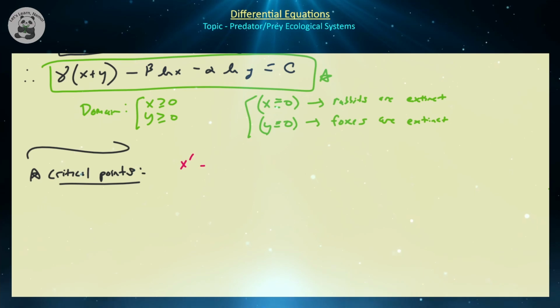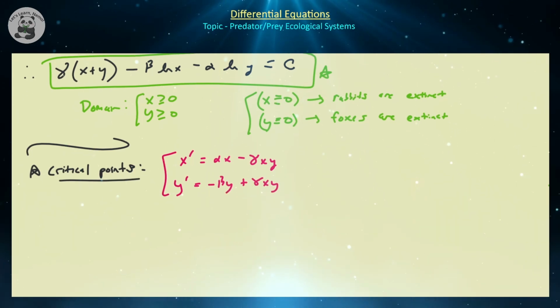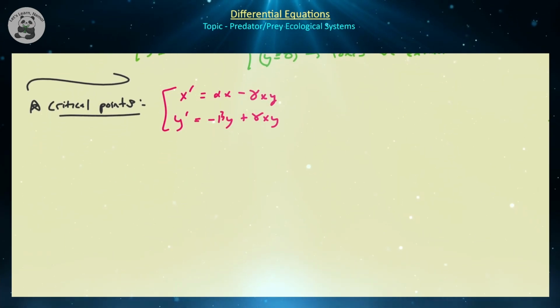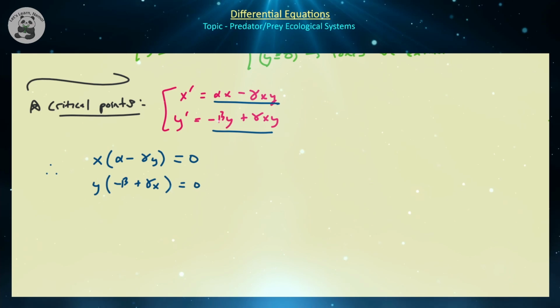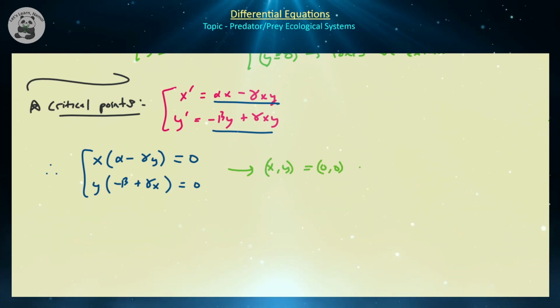So keep in mind, x prime will be equal to alpha x minus gamma xy, and y prime will be equal to minus beta y plus gamma xy. That's our Lotka-Volterra system. So our critical points are where x prime and y prime are both equal to 0 simultaneously. So that's going to give us, let's factor out an x there and a y there. That's going to give us x times alpha minus gamma y is equal to 0. And y times minus beta plus gamma x, that's going to be equal to 0.